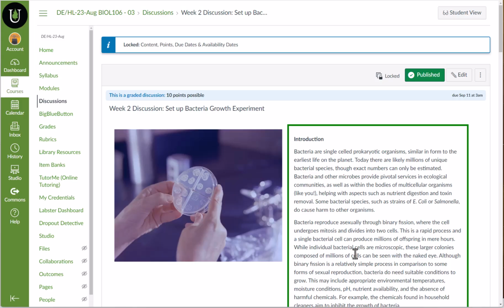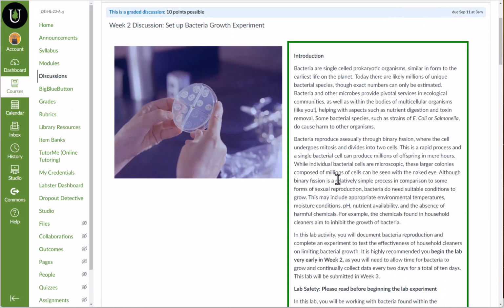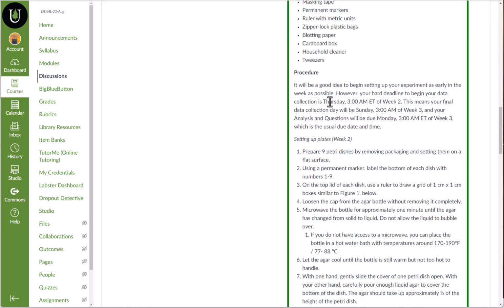And the next part of your assignment, and you may want to start this earlier in the week before you do your species accumulation curves, you're going to set up your bacterial growth experiment. And this leads you through the bacterial growth experiment pretty well. You want to make sure that you start your data collection at least by 3 a.m. on Thursday of this week, because your final collection day will be Sunday at 3 a.m. and you'll need that much time for the bacteria to grow. So set up by Thursday, collect data on Sunday, do your write-up on Monday.